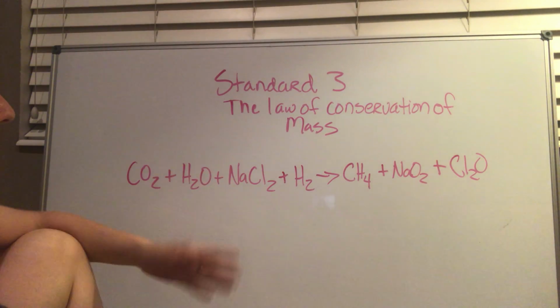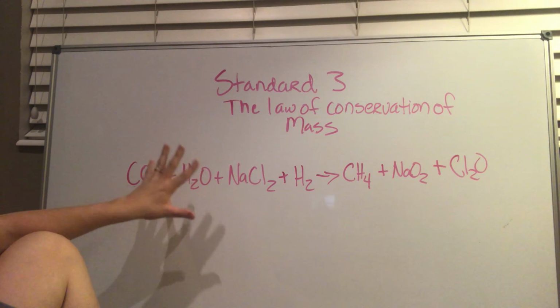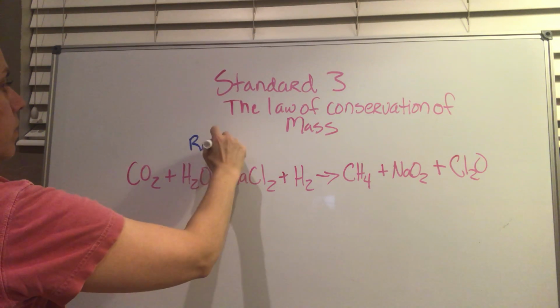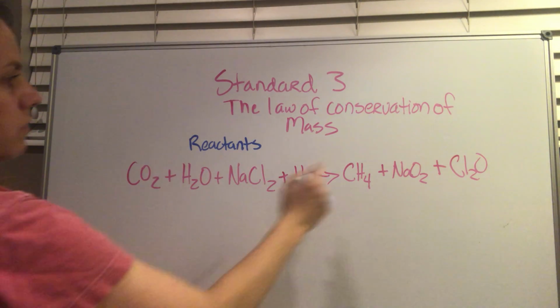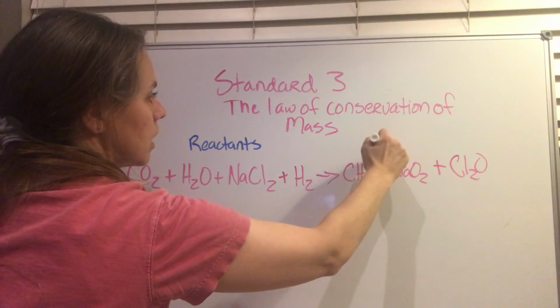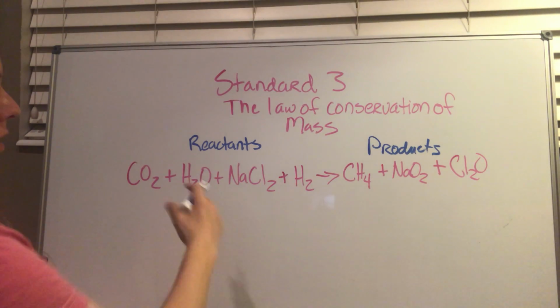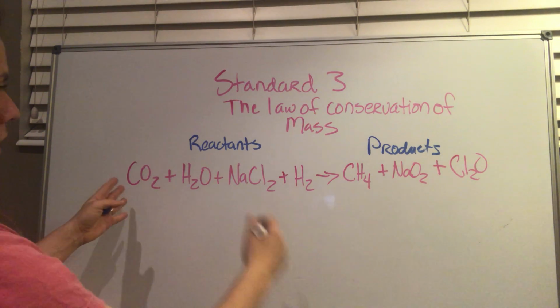So just the way we look at it is we say all the atoms on this side of the equation, which this side is called the reactants, all these atoms have to also be over there in the products. So in order to see if this is a balanced equation, we've got to look for the atoms.